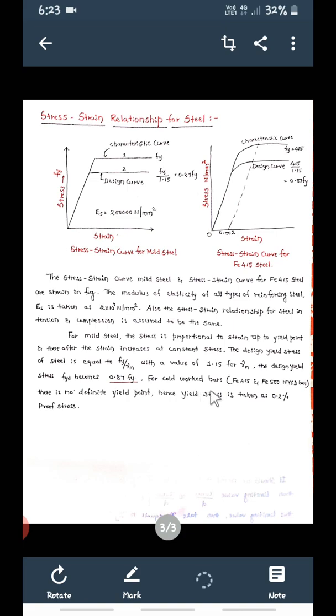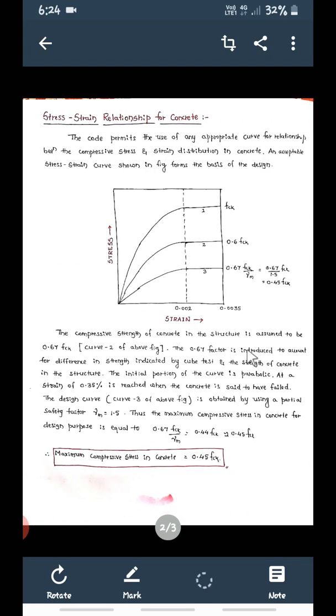For cold worked bars, that is for Fe415 grade steel and Fe500 grade steel, there is no definite yield point. So there, like this, there is no definite yield point. This will be curved. Hence yield stress is taken as 0.2% proof stress. So remember here, what is the maximum stress in concrete? The maximum stress in concrete is 0.45 FCK.